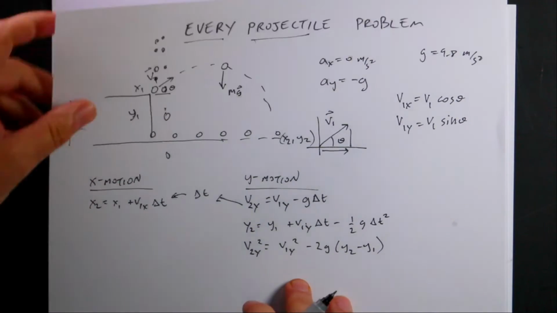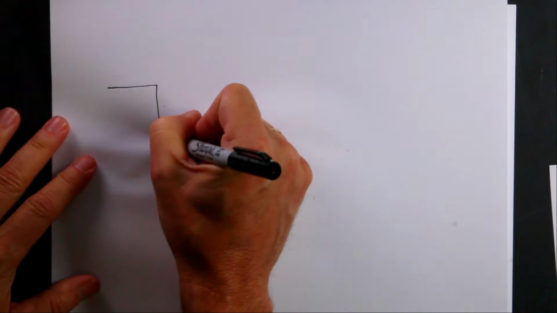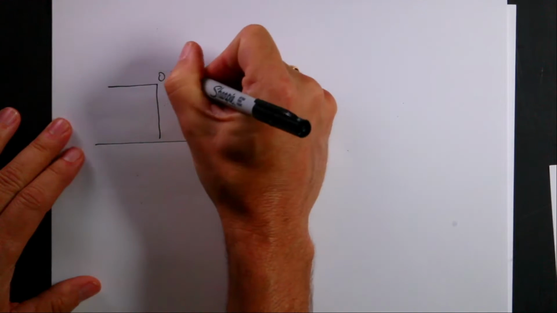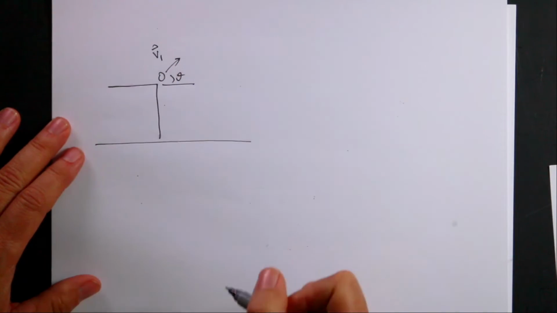Okay, so the idea is this. Suppose I go back over to my ball, launch with some velocity v1 vector at some angle theta, it doesn't really matter.